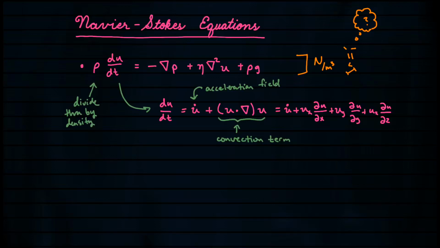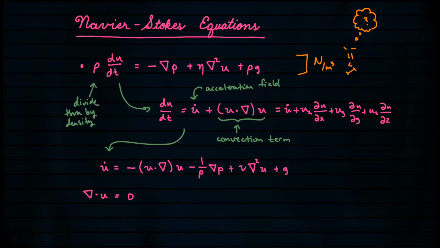Okay, so now that we have this, we can transform our equation so that it's written in terms of the acceleration field. So we have the convection term minus the pressure gradient, plus the viscosity, plus G. And we also want to keep in mind that we have this constraint for our incompressible flow.